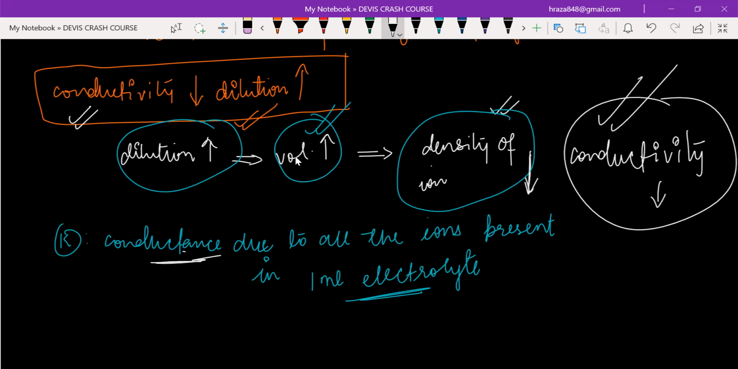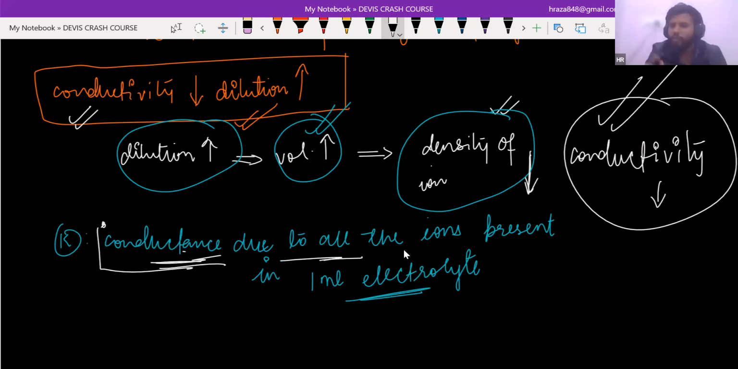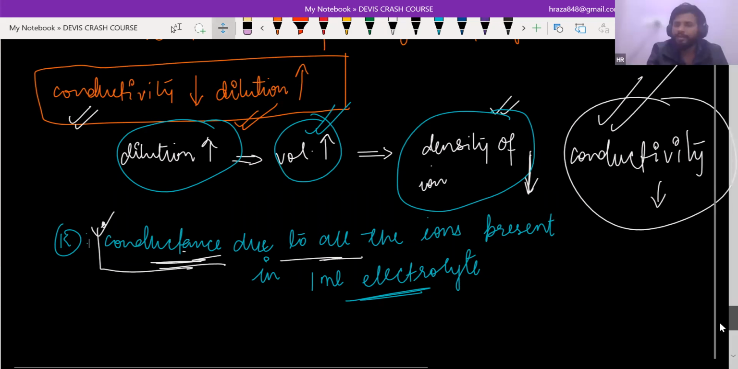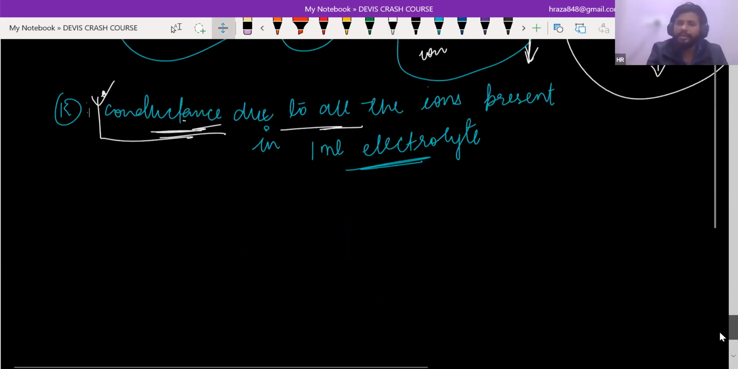So in the other case, it increases, right? Just read this: conductance due to all the ions present in 1 ml of electrolyte. If the volume is increasing, that means they will be farther away from each other. That means volume increases, density decreases, in which they can interact. In terms of density, which is defined, when volume increases, density decreases, and conductivity also decreases.